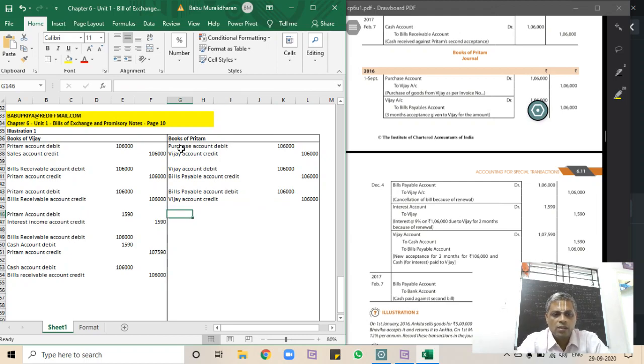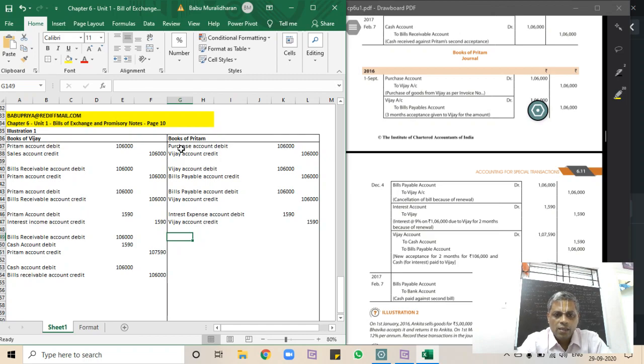Now next entry is accruing the interest. This is interest expense account debit, because in the books of Preetham the bill is extended to 2 months and he has agreed to pay interest for 2 months, so interest expense account debit to Vijay account. Vijay account credit, interest amount is 1,590 rupees. Now a fresh bill is drawn, right?